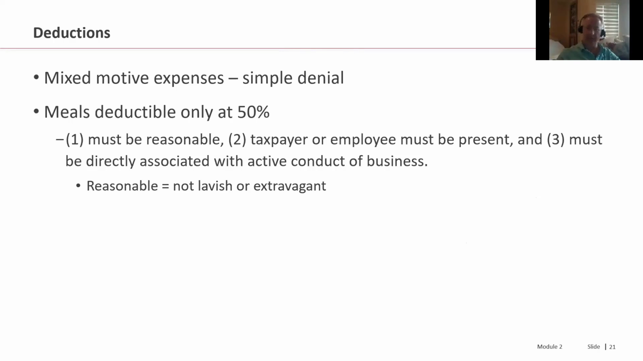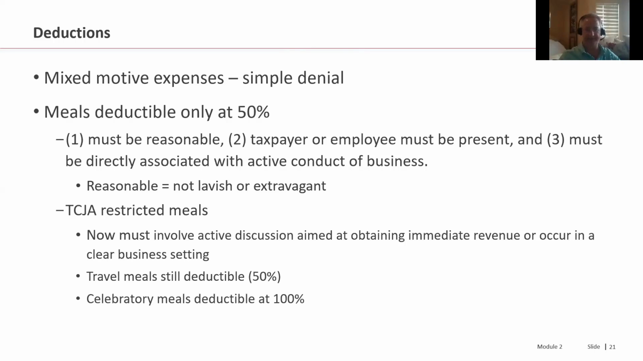So meals are often part of entertainment. You often hear them described as meals and entertainment. Meals have always been deductible at 50%. The meal must be reasonable. The taxpayer or an employee must be present, and it must be directly associated with the active conduct of business. And reasonable in this case, again, means not lavish or extravagant.